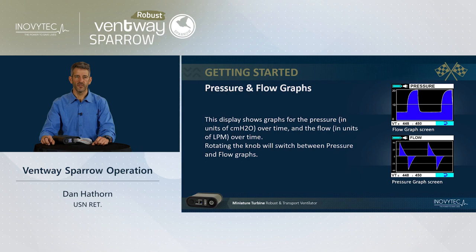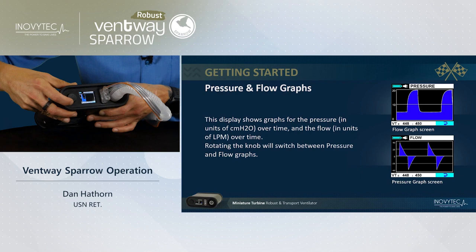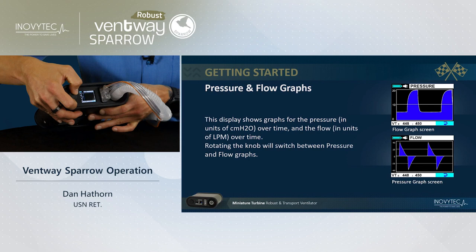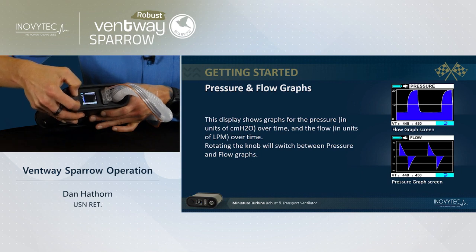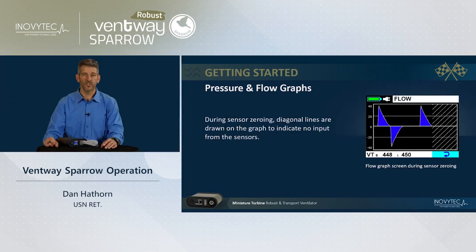Pressure and flow graphs. This display shows graphs for the pressure over time and the flow over time. Rotating the knob will switch between pressure and flow graphs. You can see the graph starting to populate. Rotating the knob switches the graph. Pressure and flow graphs continue. During the sensor zeroing, diagonal lines are drawn on the graph to indicate no input from sensors.